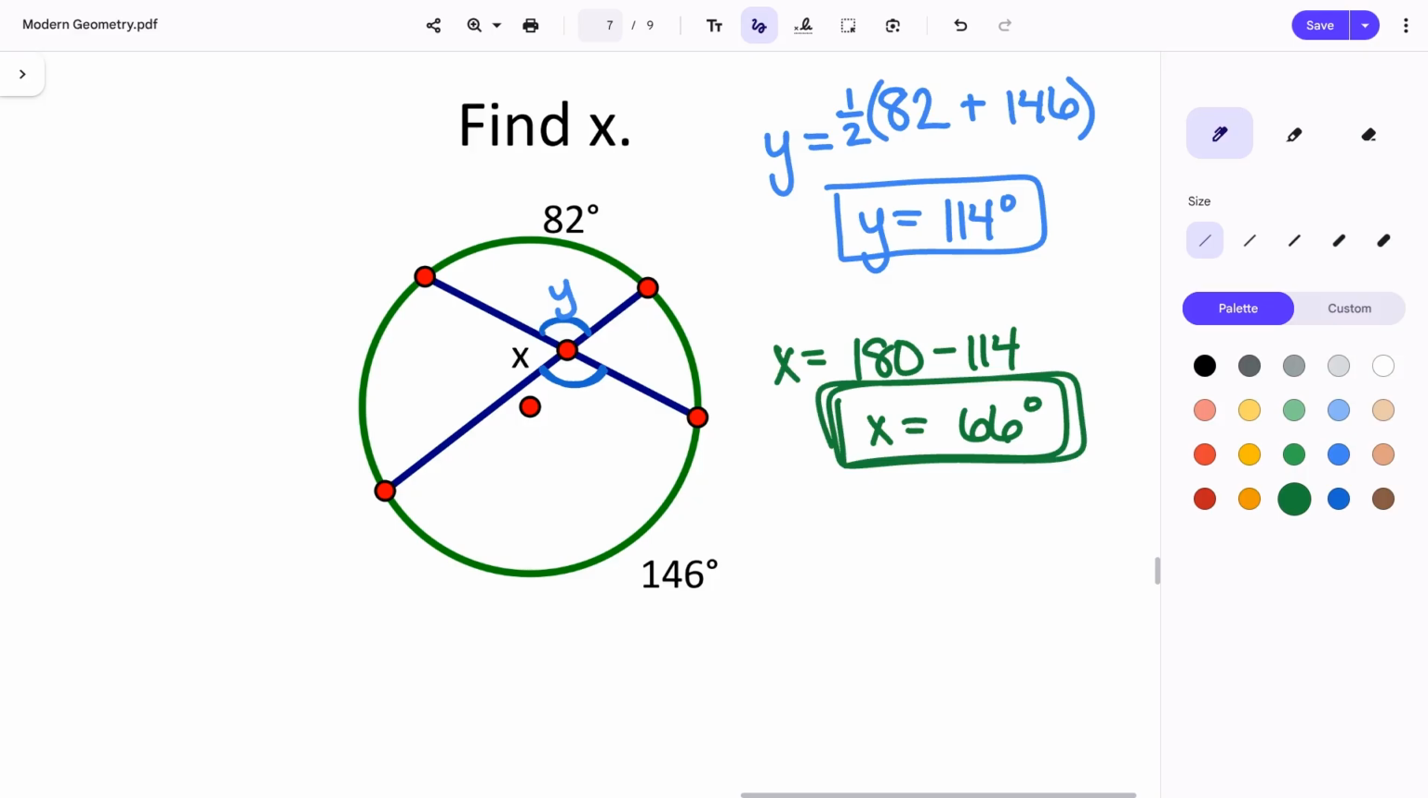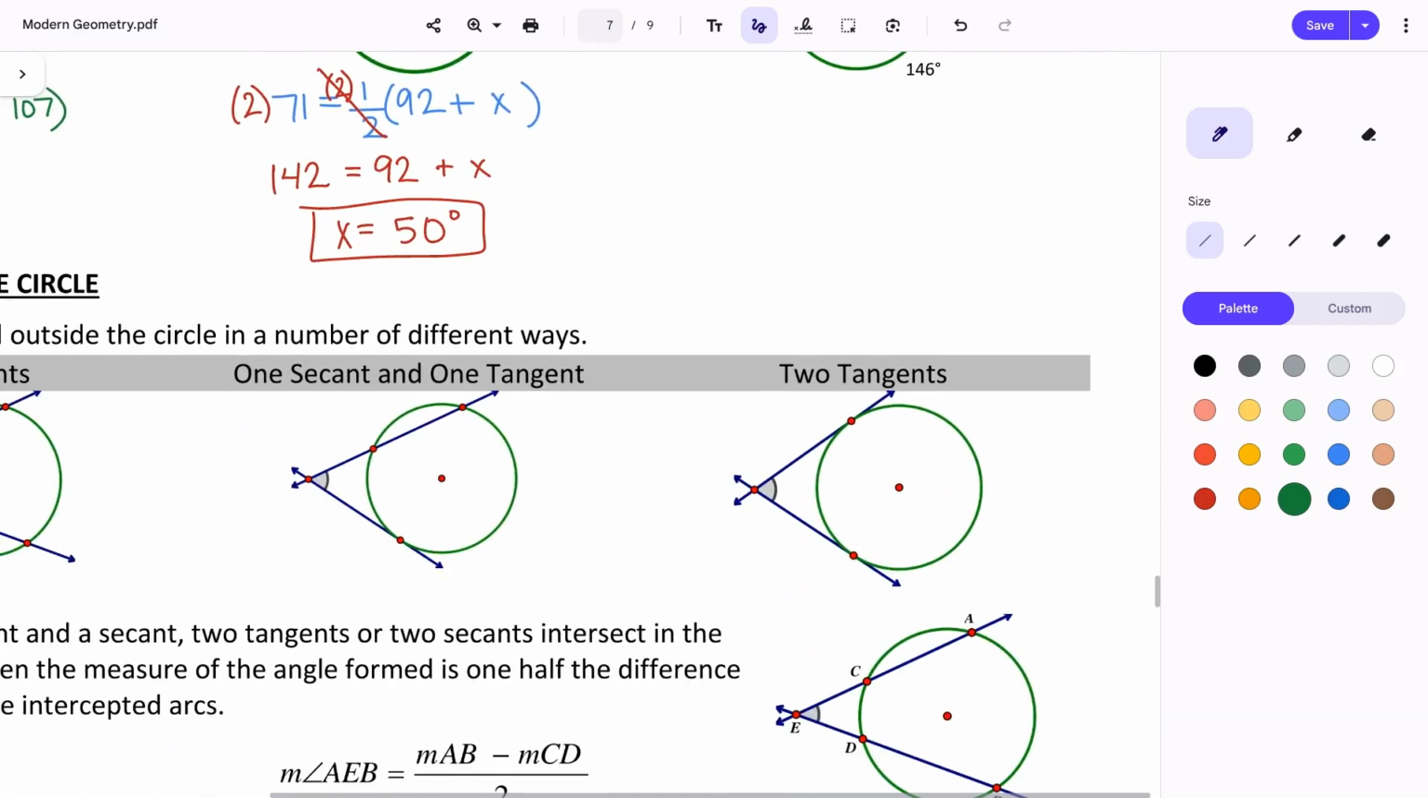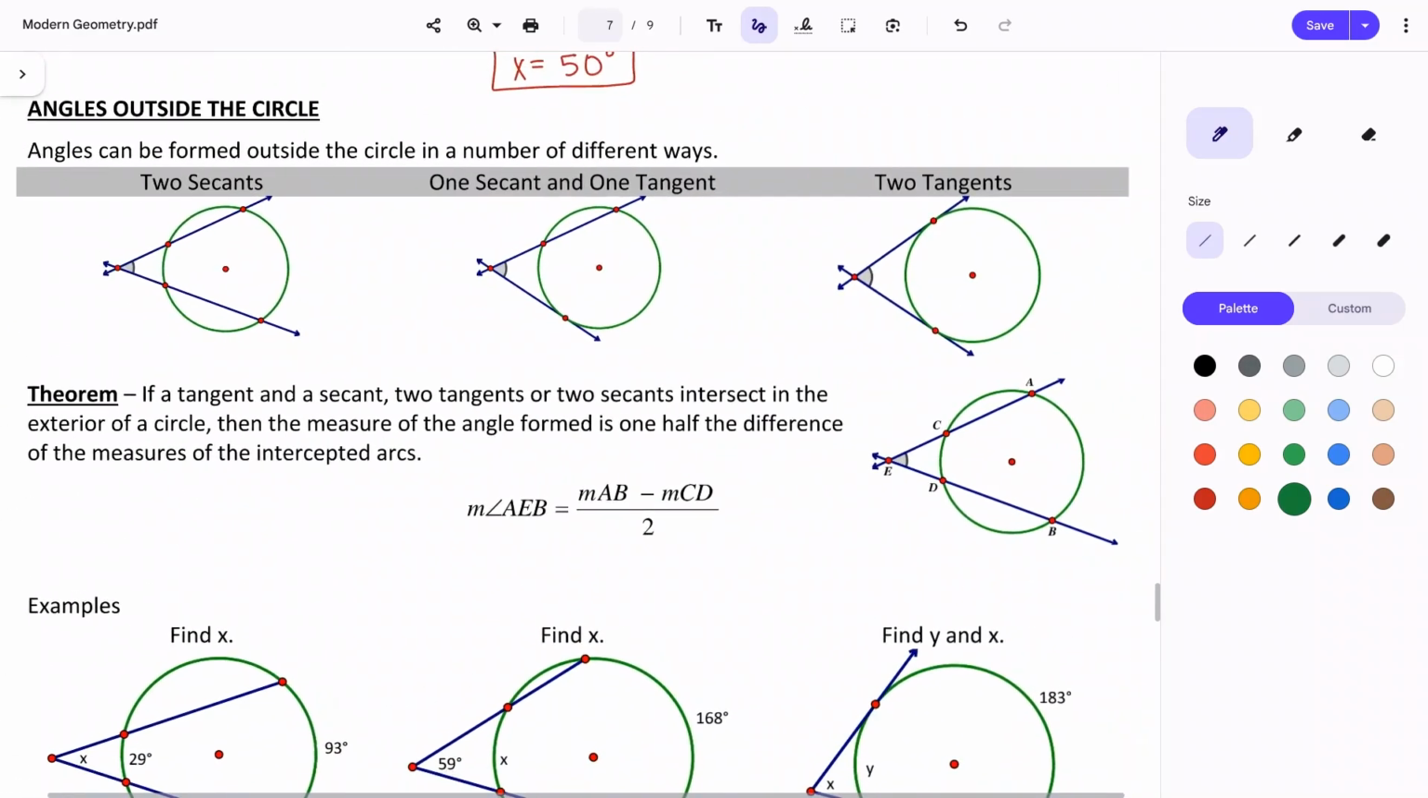Okay, so a little bit different than what we've done in the past where we're working with multiple pieces. We needed to know the measurements of both arcs before we could do anything, or we needed to know the measurement of one arc and maybe a vertical angle in order to do that. So that's a little bit different than what we saw in the past. Okay, we've got one more case that we need to get into. We've talked about when they intersect on the circle, and now we've just covered when they intersect inside the circle. Now let's go over to the case where they intersect outside of the circle.